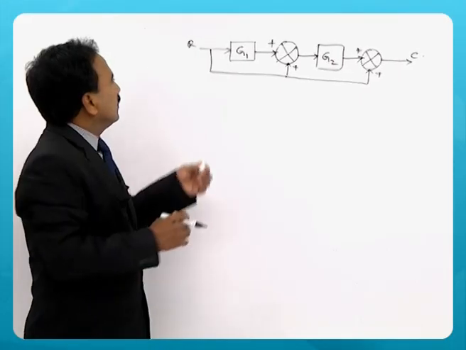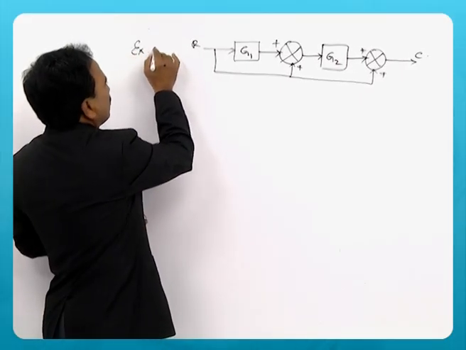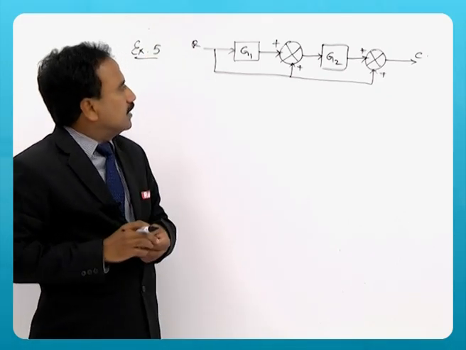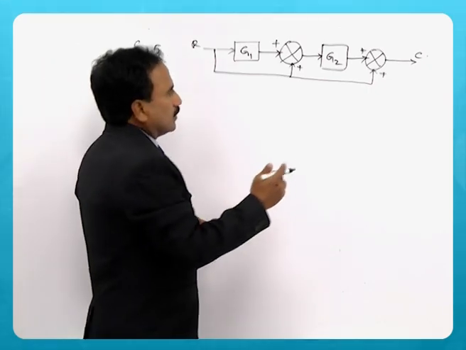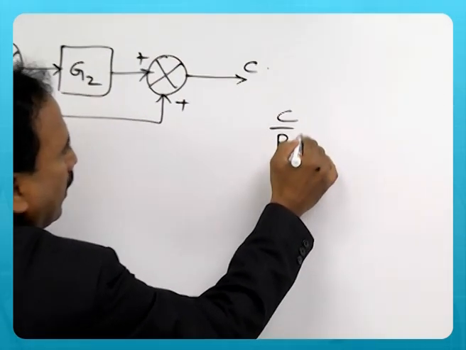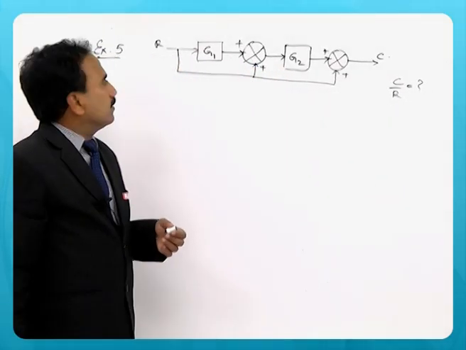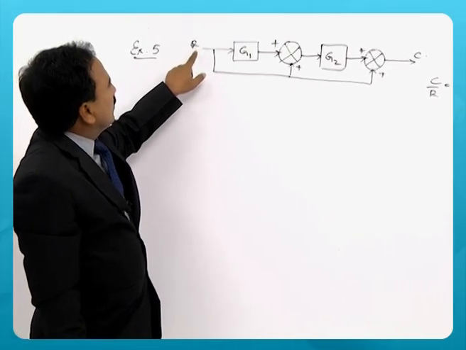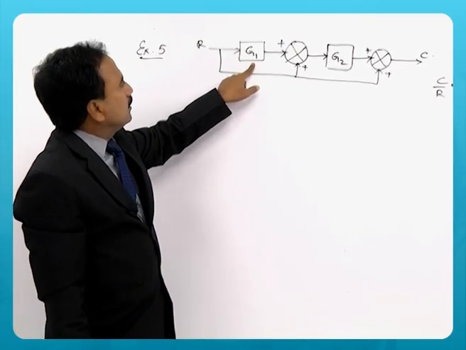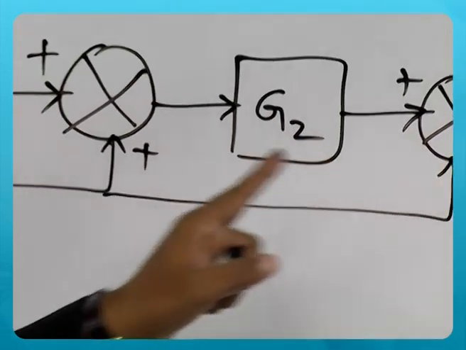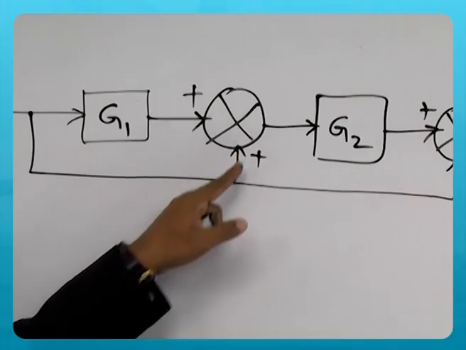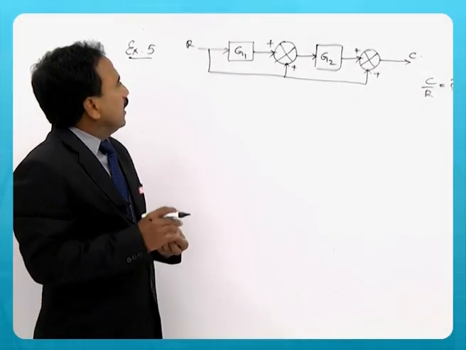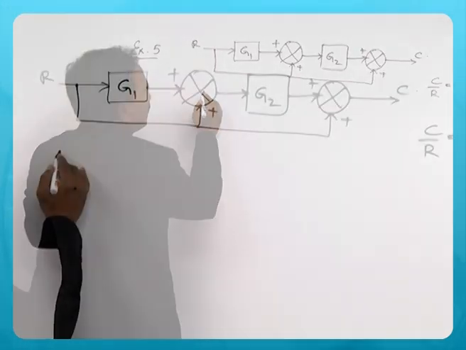So this is another example of finding the transfer function for a given block diagram. So the question here again is, what is C by R? You can actually see here, there is a signal R applied to G1 and then it goes in this way. The same signal R is being applied to this summing point and also to this summing point. So I can redraw this figure to understand better.